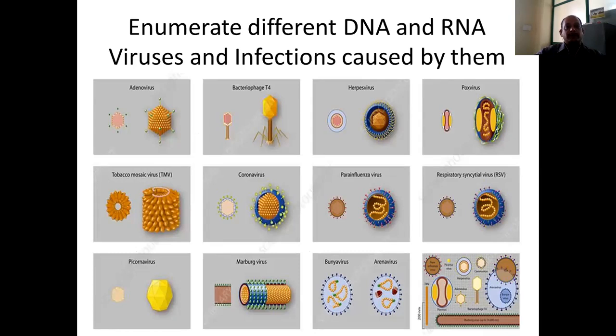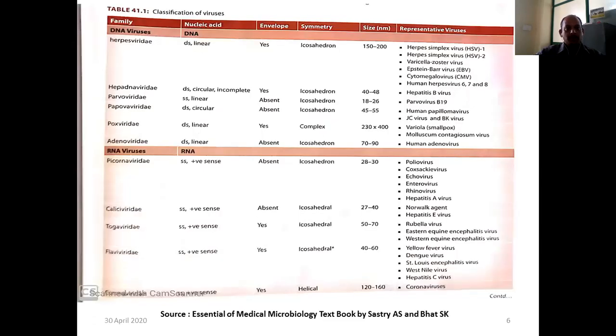So we have to now enumerate different DNA and RNA viruses and the infections caused by them. As per the classification of viruses, the DNA viruses include the Herpesviridae family, of which 8 types are there: herpes simplex virus 1, herpes simplex virus 2, varicella zoster, Epstein-Barr virus, cytomegalovirus, and human herpesvirus 6, 7, and 8. They cause herpes virus infections.